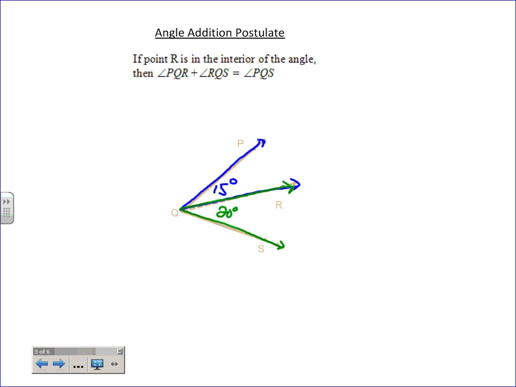Would you be able to tell me how much it is from there to there? Pretty easily, right? That's just how much. It's 35. No big surprise, right?